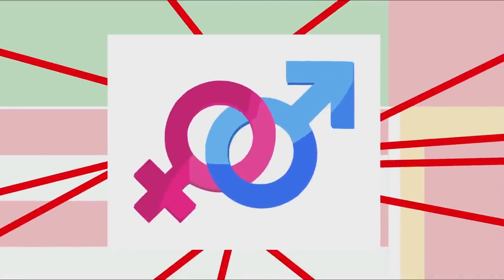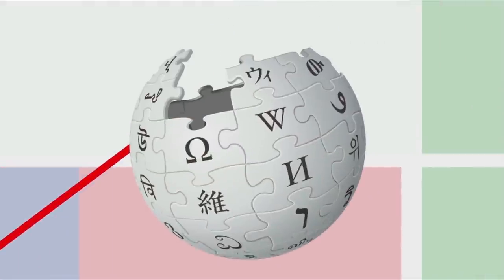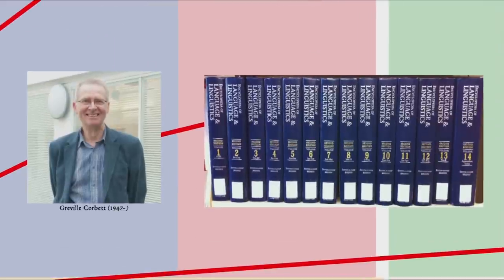Of course, not all languages have gender. Although Wikipedia states that about one quarter of the world's languages have grammatical gender, according to Greville Corbett in the Encyclopedia of Language and Linguistics, in a sample of 256 languages, a little over half, 144 to be precise, were found to have no gender system. 50 languages in this sample had a gender system with at least two genders, and two gender systems were particularly common. 26 of the languages had three genders, 12 four genders, and systems with five or more genders were very uncommon.